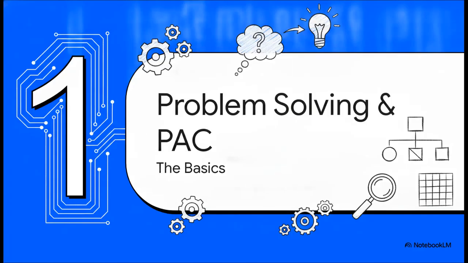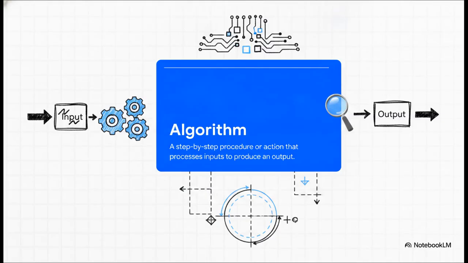All right, part 1, problem-solving basics and PAC. Okay, let's dive right in. At the very heart of computer problem solving is the algorithm. So what exactly is it? Simply put, an algorithm is a step-by-step procedure, an action plan really, that processes inputs to produce an output. If a problem can be solved by a set of step-by-step actions, a computer can handle it. This algorithm is the absolute literal foundation of our blueprint.